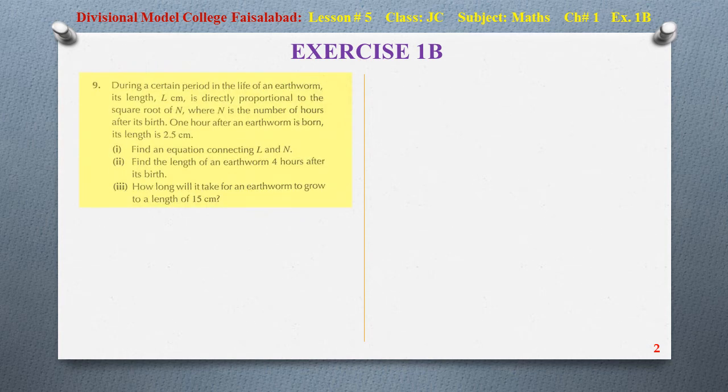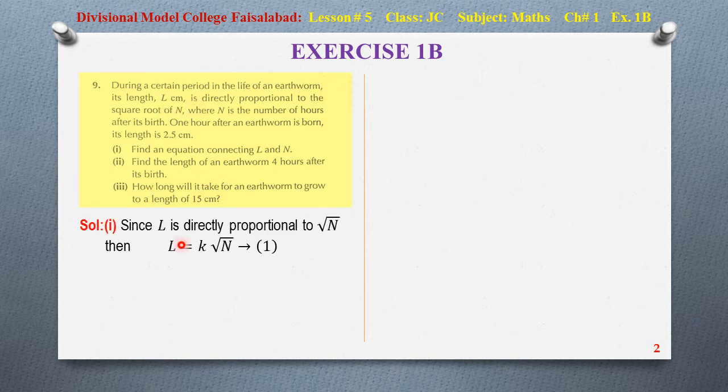Question number 9 of this exercise 1b is: during a certain period in the life of an earthworm, its length L centimeter is directly proportional to the square root of n. Now, there are two quantities which are directly proportional. L is directly proportional to the square root of n. So, let's begin our question and write this statement in algebraic form. L is directly proportional to square root of n. So, L is equal to k square root of n is the algebraic form of this statement.